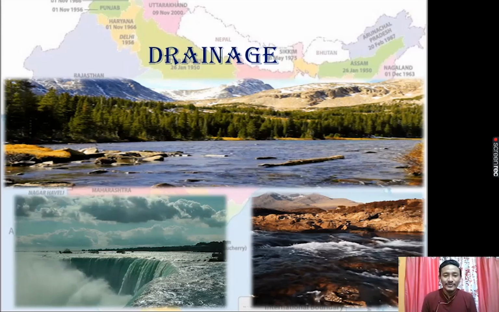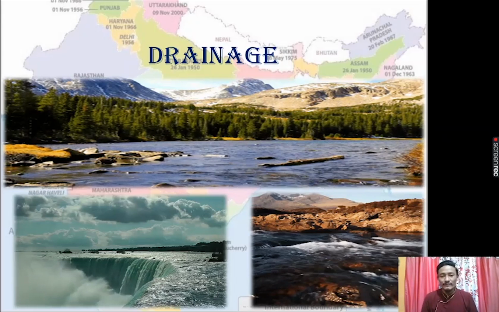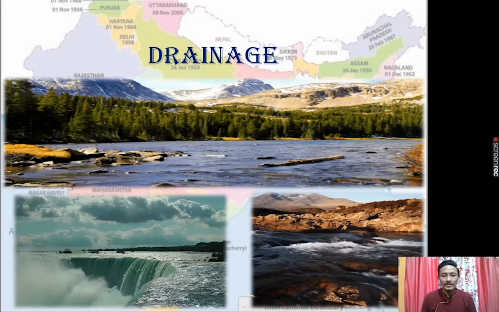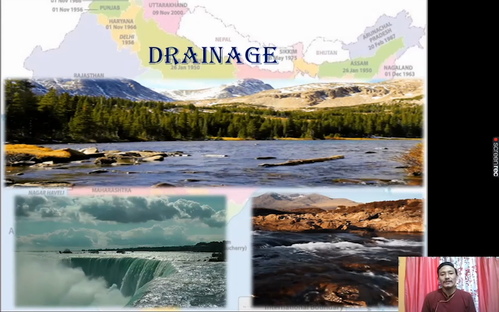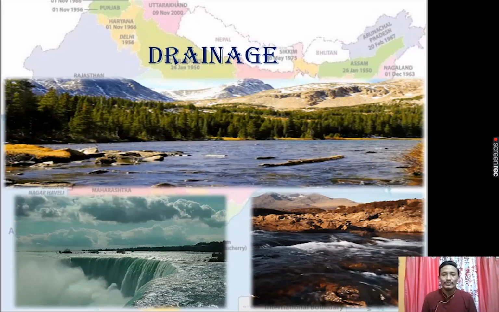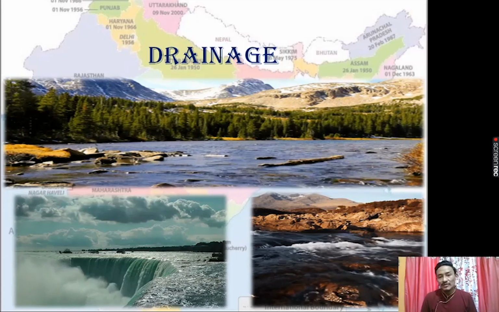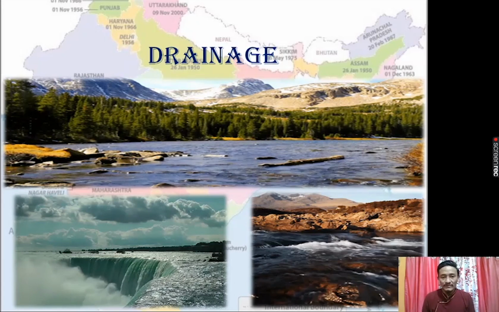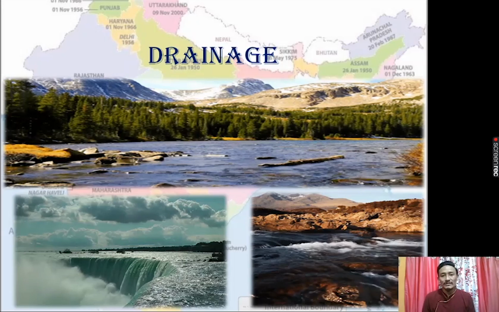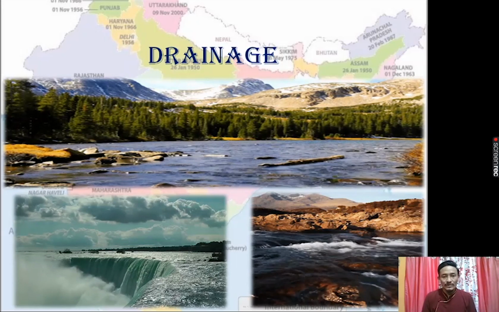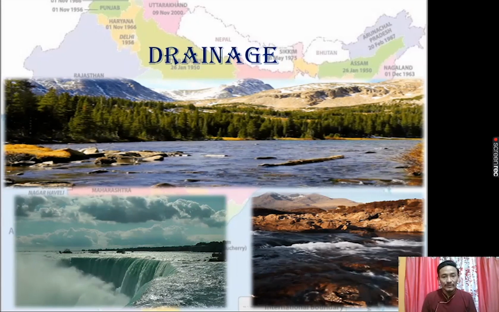Hello everyone, I'm here with another chapter of Geography Class 9, and the chapter is Drainage. Before we go through this chapter, let's do a quick recapitulation of what we learned in the previous session. In the last session, we discussed the physiographic divisions of India, and we learned about different physical features of India, right from the north to south and from east to west.